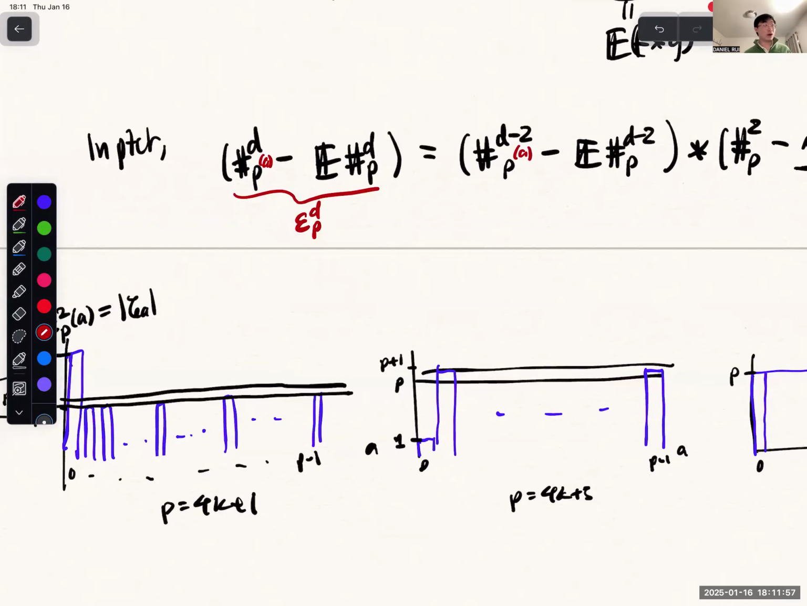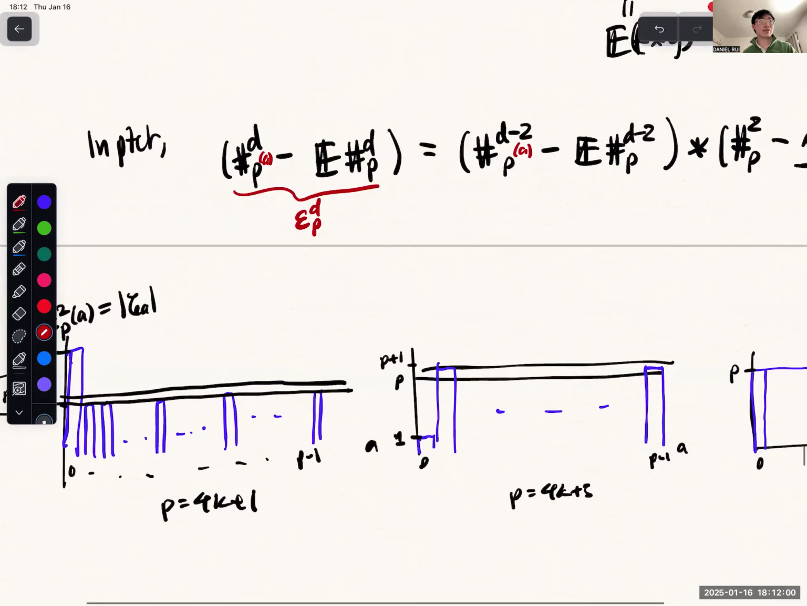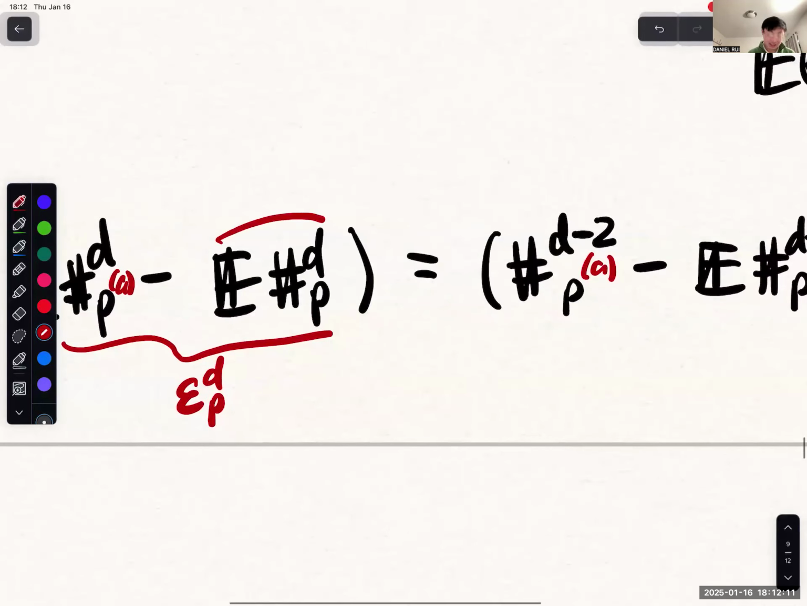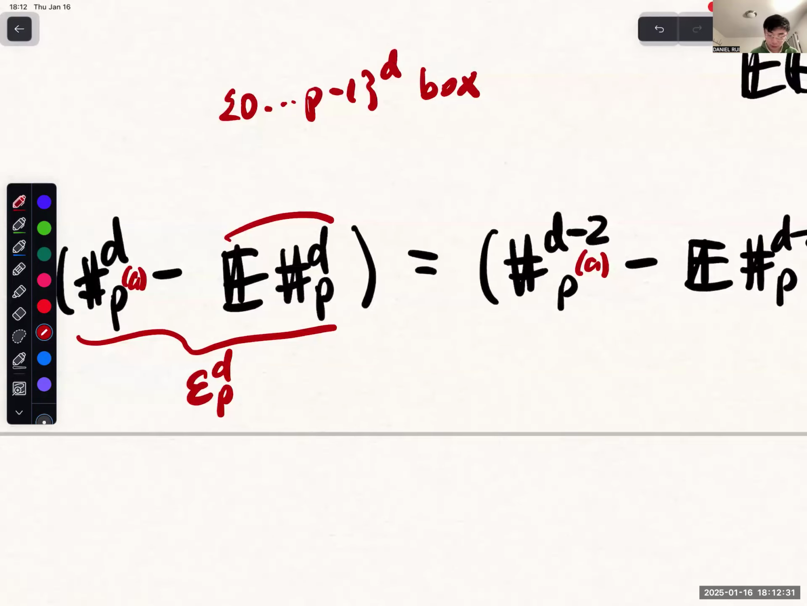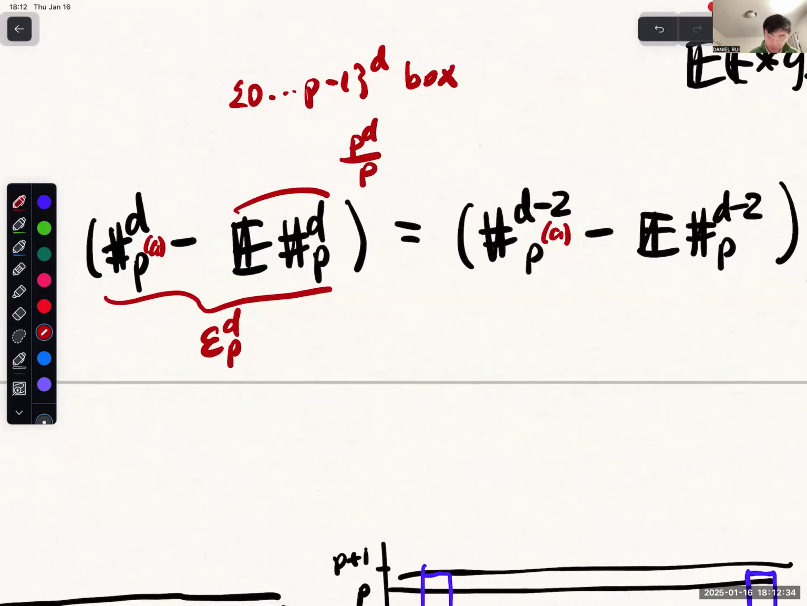What is the mean? Well, in d dimensions, maybe I'll ask you, what is the mean? Well, in d dimensions, I have a box 0 to p minus 1 to the d. And I still only have p circles or p spheres, or in other words, p choices of A0. So the mean is just p to the d over p, or in other words, p to the d minus 1.